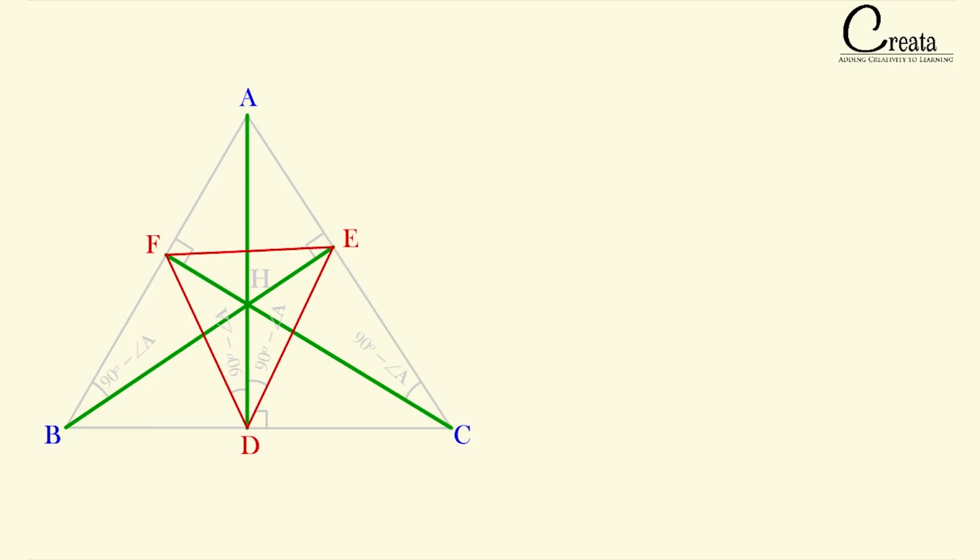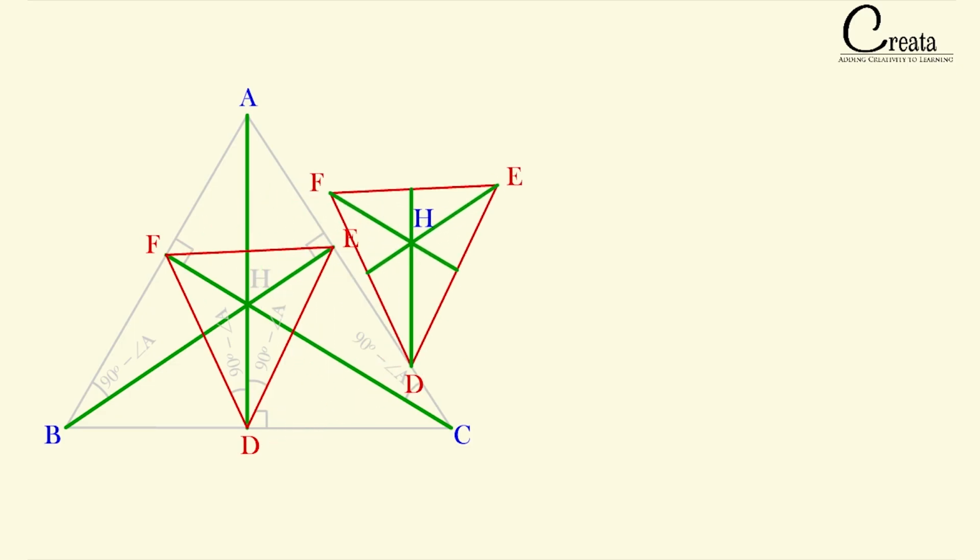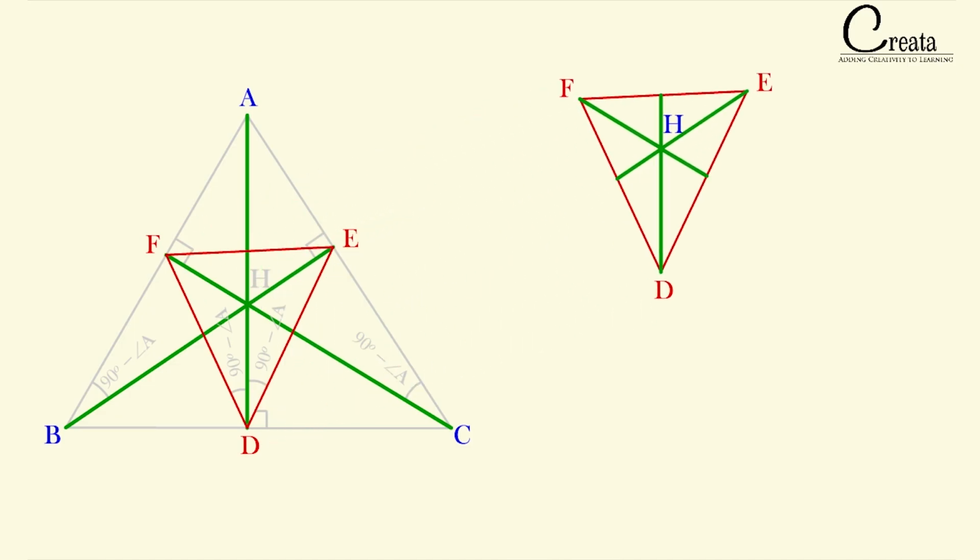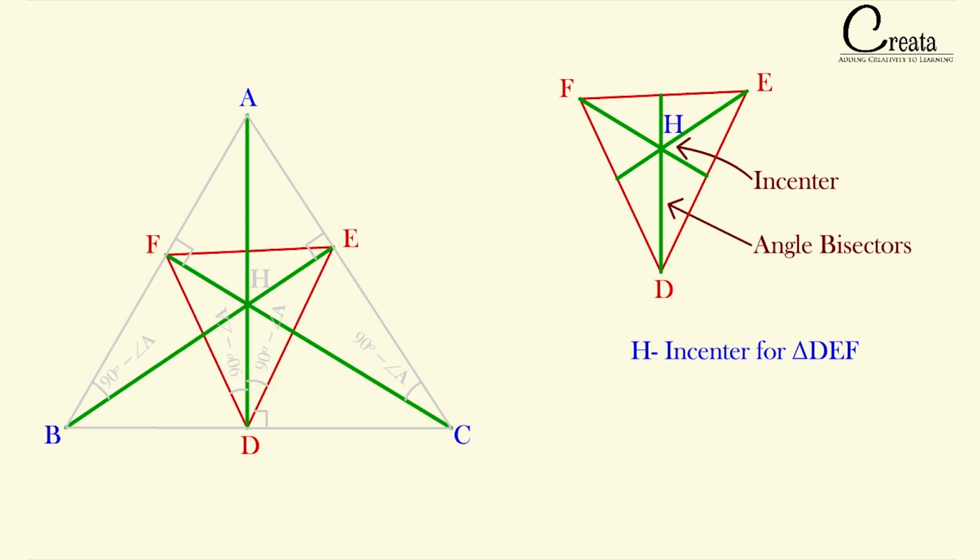Further, if we take these three line segments that are the angle bisector and this triangle DEF out of the figure, can we say these three line segments are angle bisector for this triangle DEF? And we have seen that the intersection point of three angle bisector is the incenter. So we got point H is the incenter for the triangle DEF.